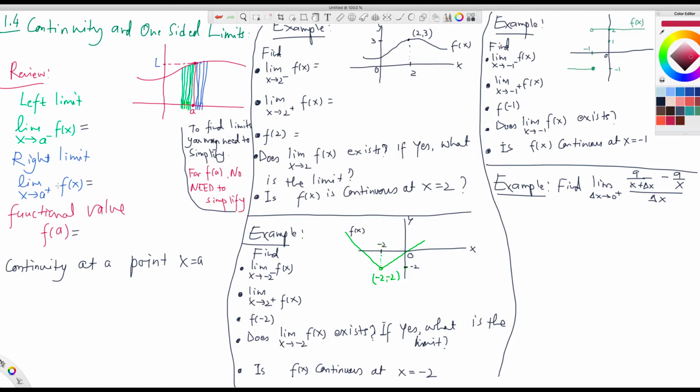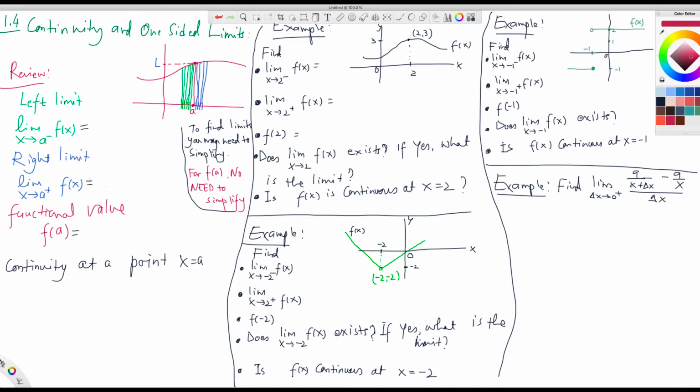But if you are asked to find the left limit or the right limit, we do exactly the same way we did to find just a limit. You plug in that A into the x. Plug in the A into the x for both cases, okay? And to find the functional value, you also plug in A. You replace x by A and then find out.